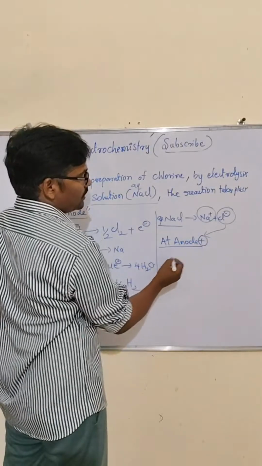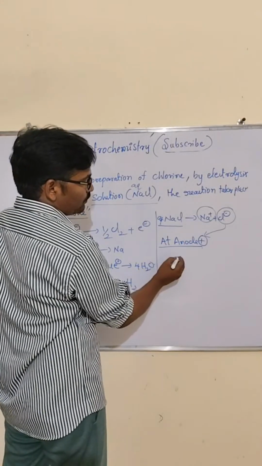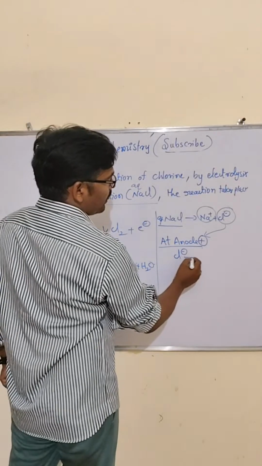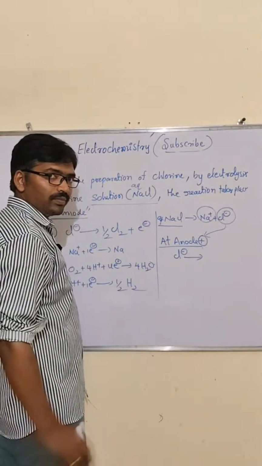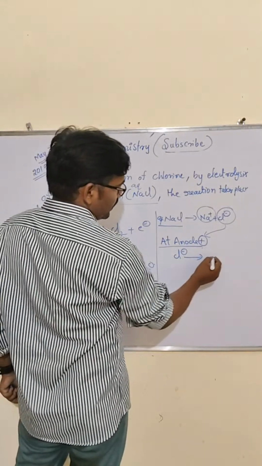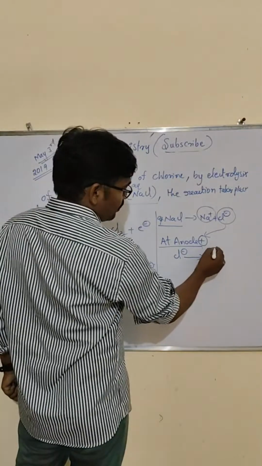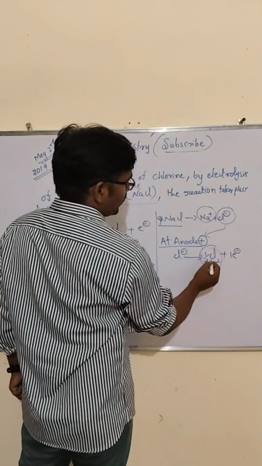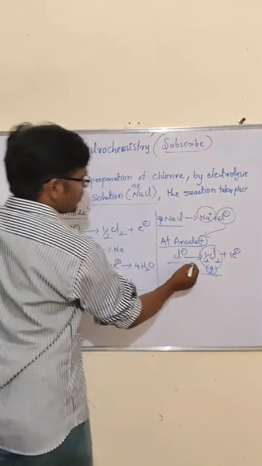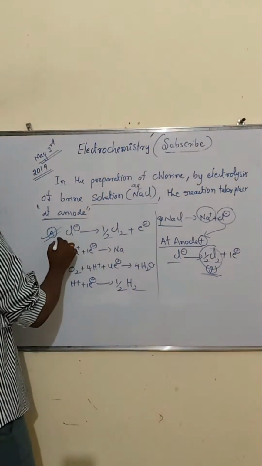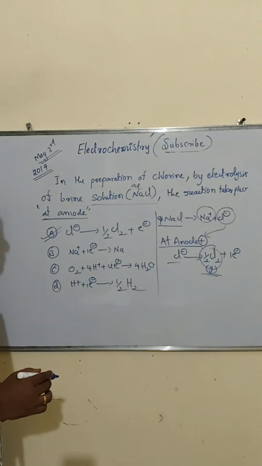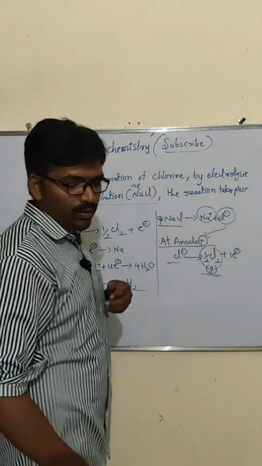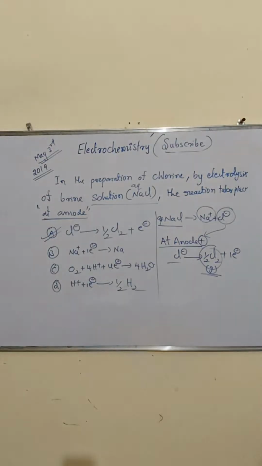యానోడ్ పాజిటివ్ ఛార్జ్ దగ్గరికి ఈ రెండు అయాన్స్ లో ఏ అయాన్ ఫార్వర్డ్ అవుతుంది? Cl minus ion. So Cl minus ion will release one electron by forming Cl2 gas. One electron release అవుతుంది, chlorine gas వస్తుంది. So this is the reaction. So first reaction is the answer for that particular question, my dear students. So very simple questions they're asking based on electrolysis.